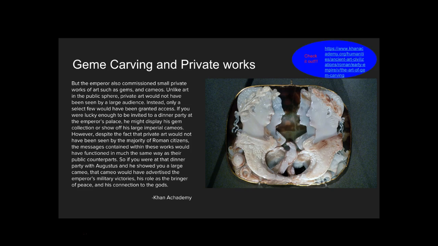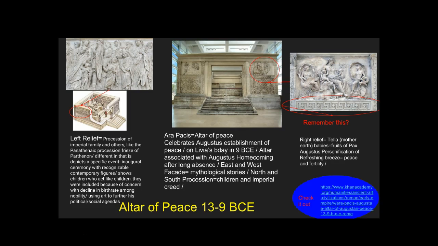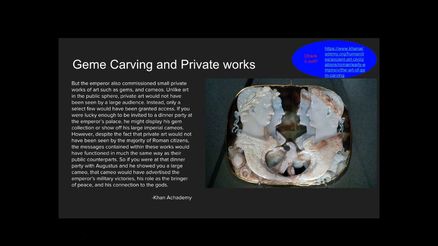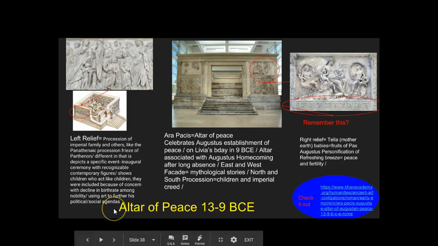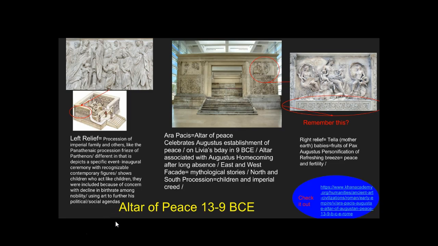We've got gem carvings, which the Romans were famous for. And now we're going into the altar. This is an altar of peace. The so-called Maison Carrée, or square house, is an ancient Roman temple located in Nîmes in the south of France. Nîmes was founded as a Roman colony during the 1st century BCE. The Maison Carrée is an extremely well-preserved ancient Roman building.